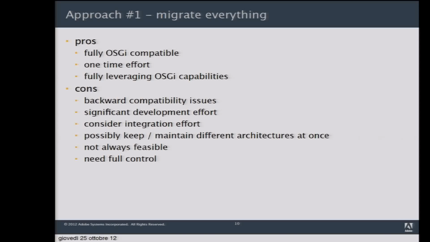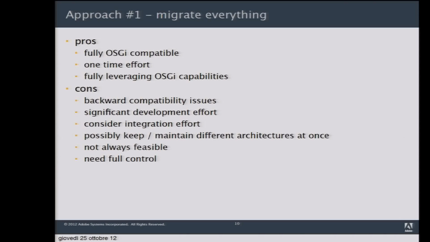Approach one, migrate everything. So I take the code base and migrate it to OSGi. It's OSGi compatible. It's a one-time effort, at least for the very first migration. You can fully leverage OSGi capabilities because you don't care about what happened before. We are just migrating to OSGi, and that's it. But we have backward compatibility issues. The development effort may be very, very huge.